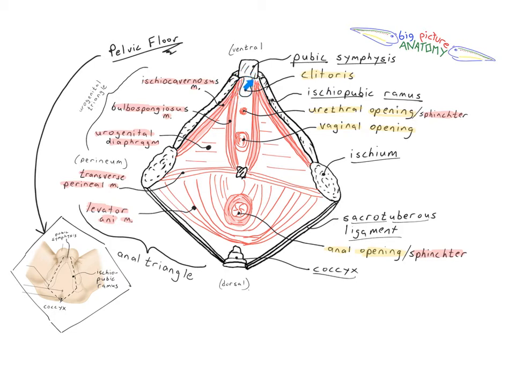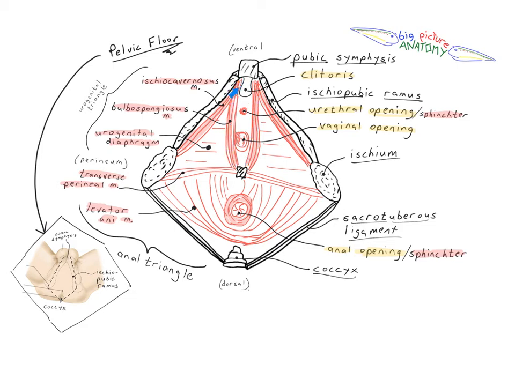Moving dorsal from the clitoris, you would have the urethral opening surrounded by the urethral sphincter, and then moving further dorsal would be the vaginal opening, leading into the muscular tube that forms the vagina. Surrounding all three of these structures would be what are called the labia majora, in their core made up of a bulbospongiosus muscle on either side, forming those labia majora on either side.